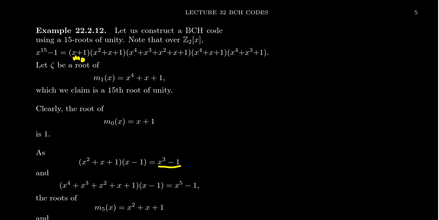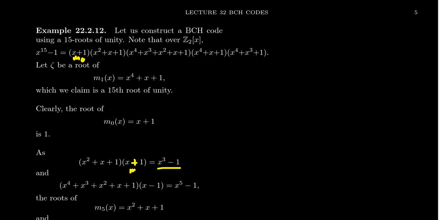By the usual difference of cubes formula, even over the rational numbers, this is going to factor as x minus 1 times x squared plus x plus 1. But as we're working mod 2, this polynomial x minus 1 is the same thing as x plus 1. And so the roots of the polynomial x cubed minus 1, which again, when you're working mod 2, could be x cubed plus 1, but that's beside the point.